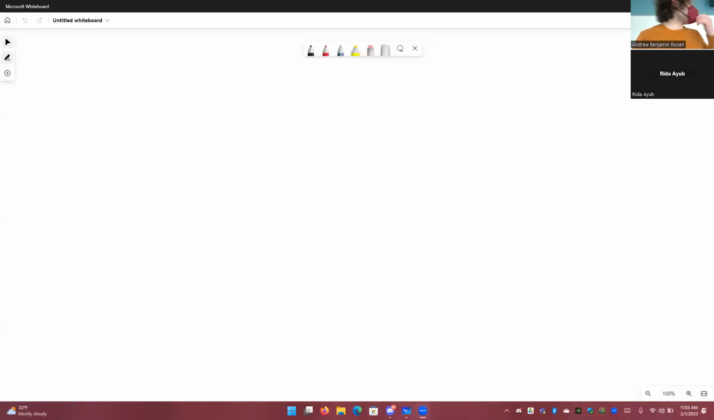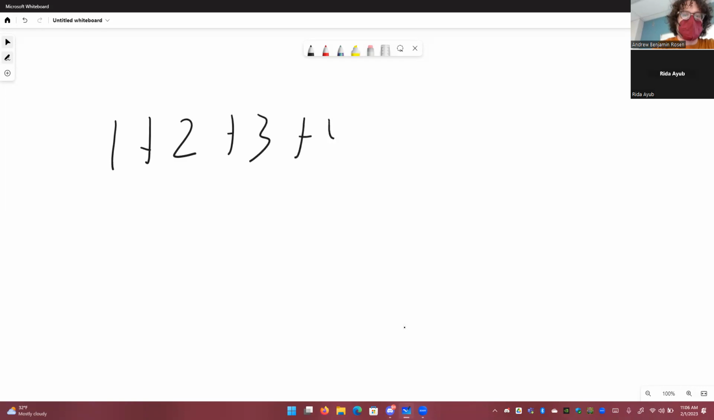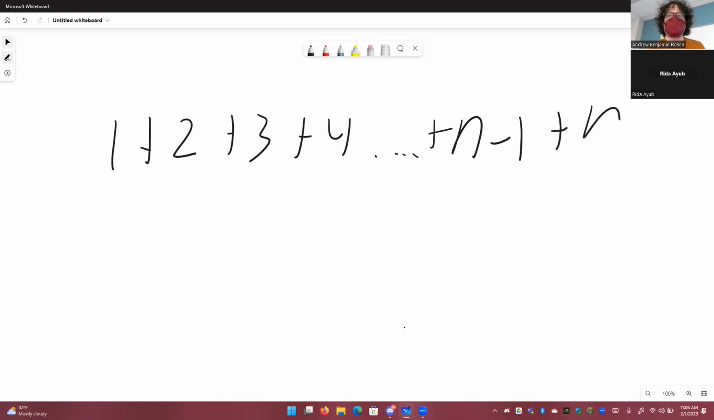All right, so today I wanted to go over problems 3 and 4, specifically problem 3 from your Big O notation homework. That specifically had to deal with this equation: 1 plus 2 plus 3 plus 4, all the way to plus n minus 1 plus n, right?